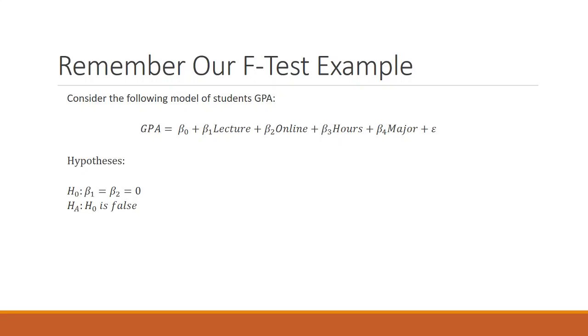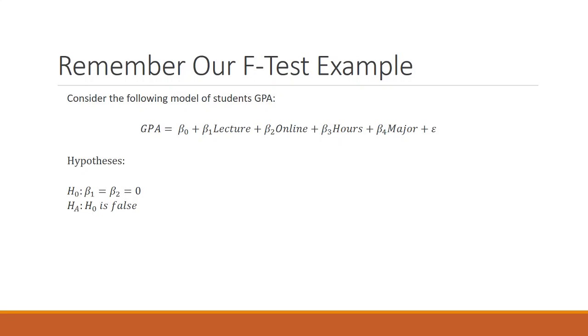But now sometimes we might want to do a joint test. That's where we want to test if multiple variables are jointly significant. Now there can be a number of different reasons why we would do this, but let's go through one of those here in this lecture.